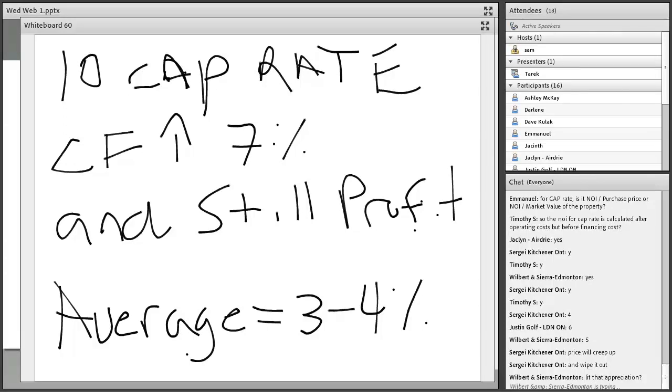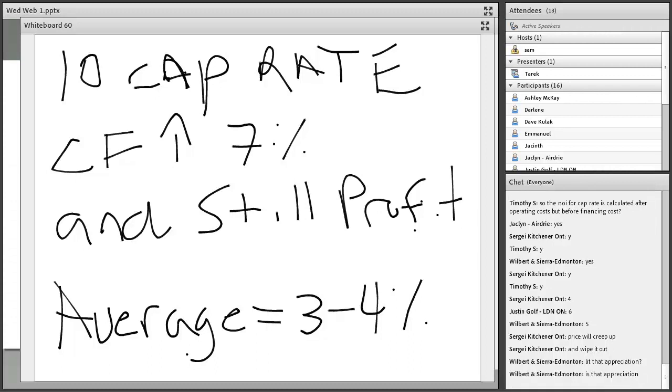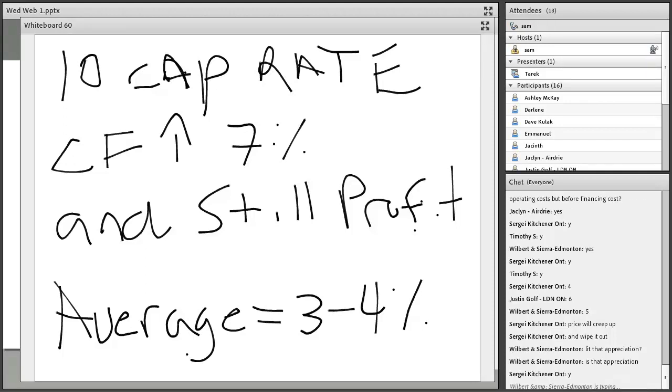What does that appreciation mean, Wilbert? Is that appreciation? No, actually, that's not appreciation. Now that has an effect on appreciation, but the average appreciation is about 6%. And the reason it's 6% is because 6% is what you need to make on a property for it to not lose money. Does that make sense to everybody? We have to get a 6%.